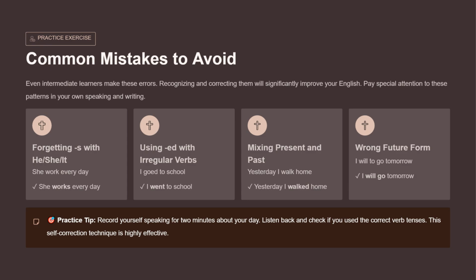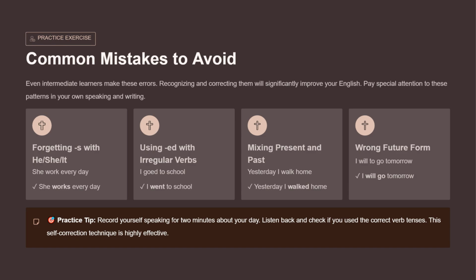Forgetting s with he, she, it. She work every day is incorrect. She works every day is correct. Using ed with irregular verbs. I goed to school is incorrect. Instead, I went to school is the correct form.